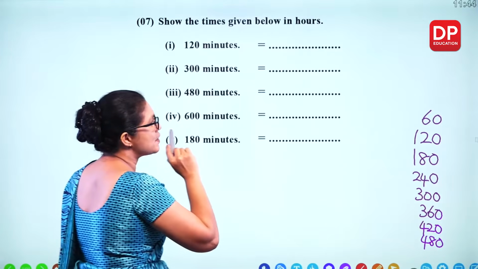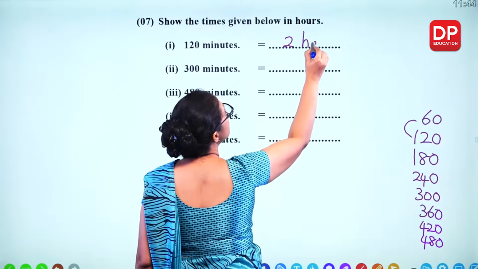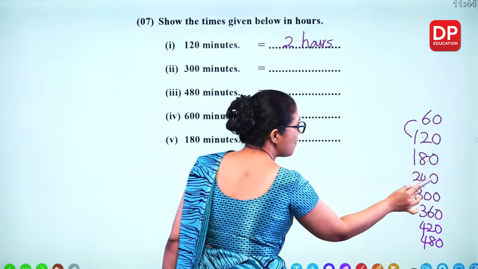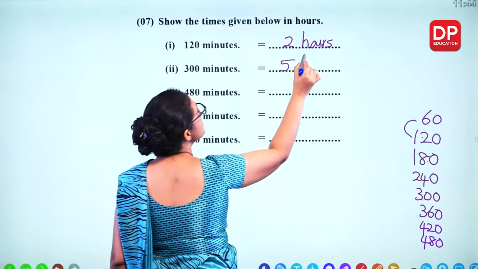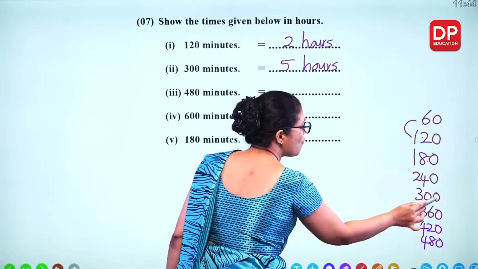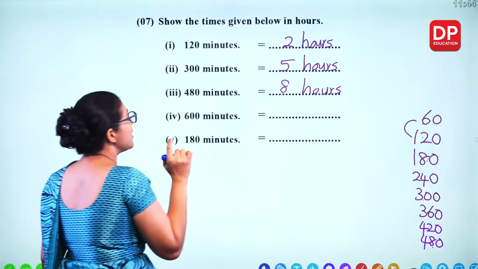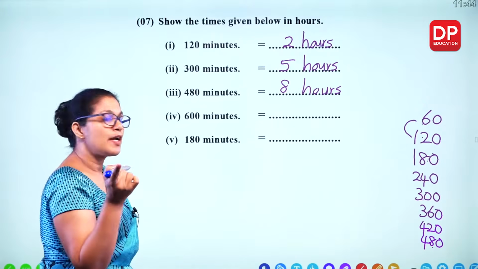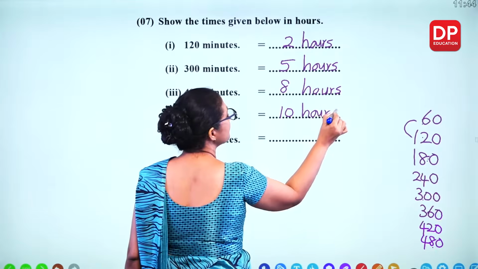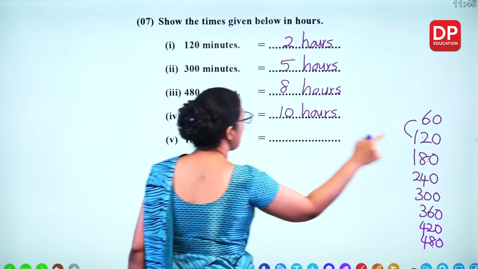So 120 minutes means how many hours? 2 hours. 300 minutes. 1, 2, 3, 4, 5. 5 hours. 480. 1, 2, 3, 4, 5, 6, 7, 8 hours. And 600. So 600 divided by 60, you get 10. 10 hours. 180 divided by 60, also the same thing. So 3 hours.